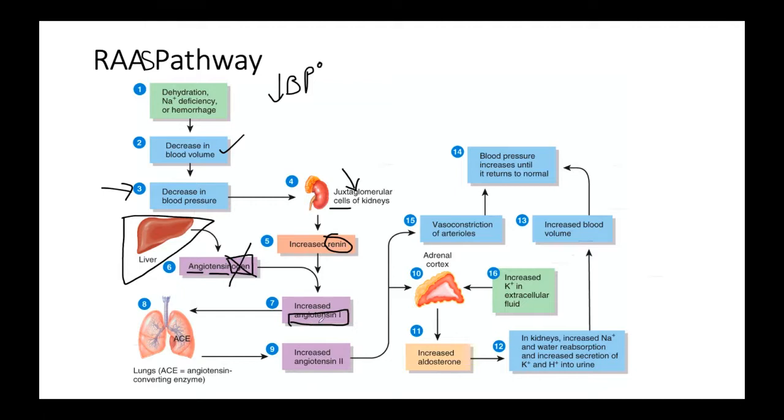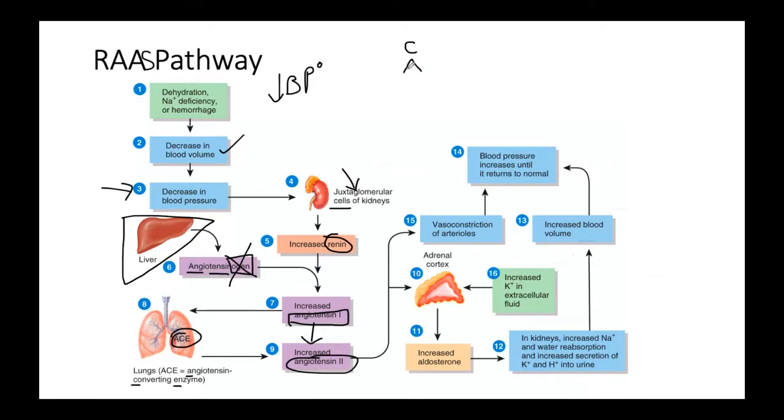Now, if there's an angiotensin 1, it's probably safe to assume there's going to be an angiotensin 2. But how do we go from angiotensin 1 into angiotensin 2? Angiotensin 1 goes in the blood circulation, goes into the lungs. The lungs have an enzyme called ACE, and ACE stands for angiotensin converting enzyme. Well, what is angiotensin converting enzyme going to do? Well, it's going to convert angiotensin 1 into angiotensin 2. And what's angiotensin 2 going to do? It's going to constrict your blood vessels.